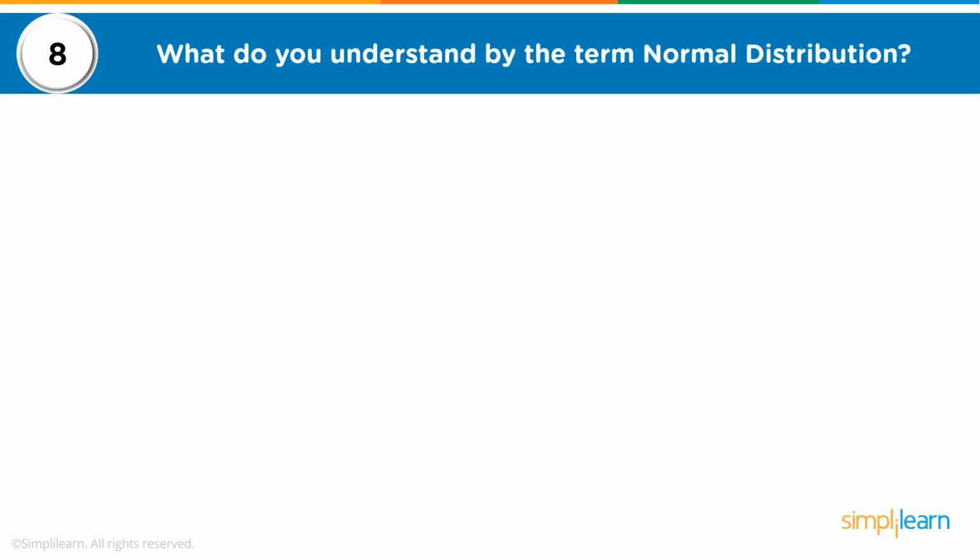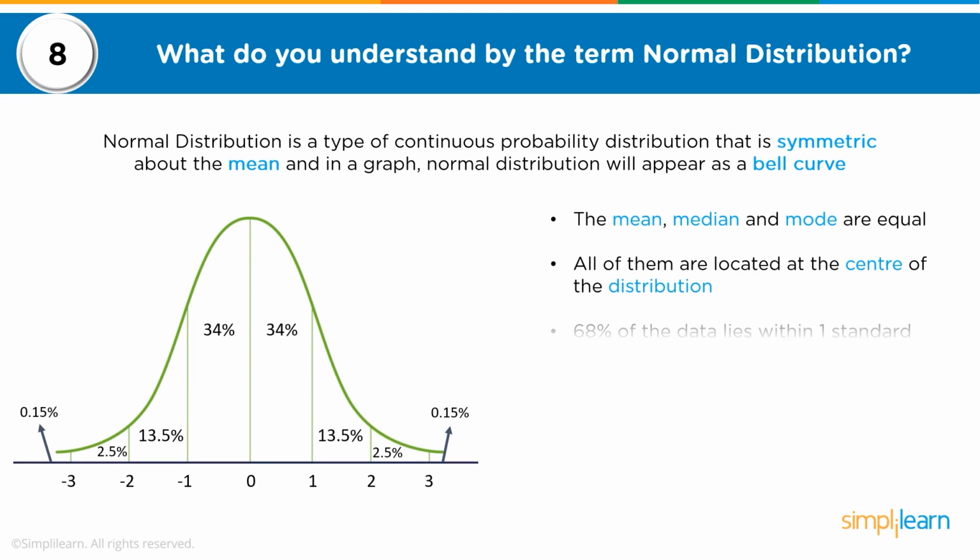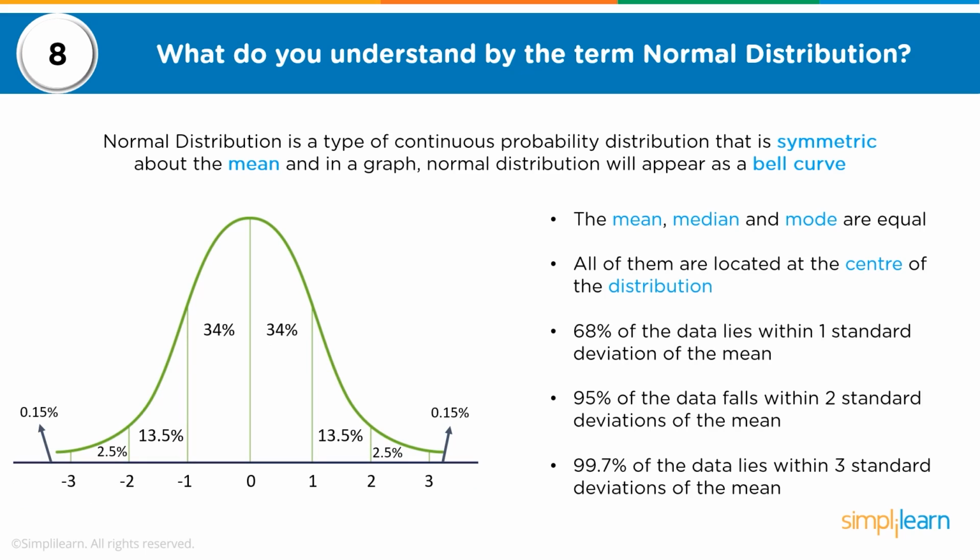What do you understand by the term normal distribution? The second you hear the words normal distribution, you should be thinking of a bell curve like we see here. Normal distribution is a type of continuous probability distribution that is symmetric about the mean, and in the graph, normal distribution will appear as a bell curve. The mean, median, and mode are equal. That's a quick way to know if you have normal distribution: you can compute the mean, median, and mode. All of them are located at the center of the distribution.